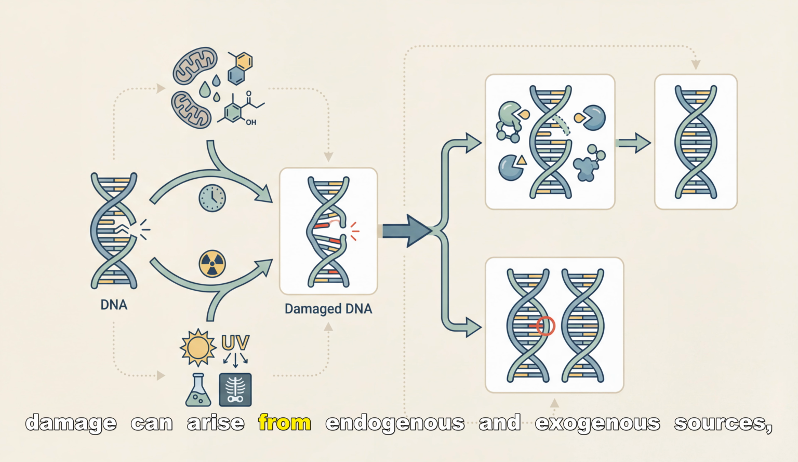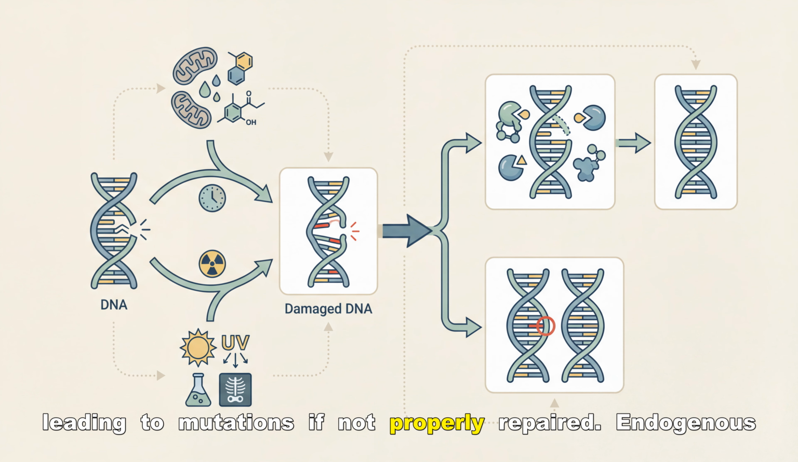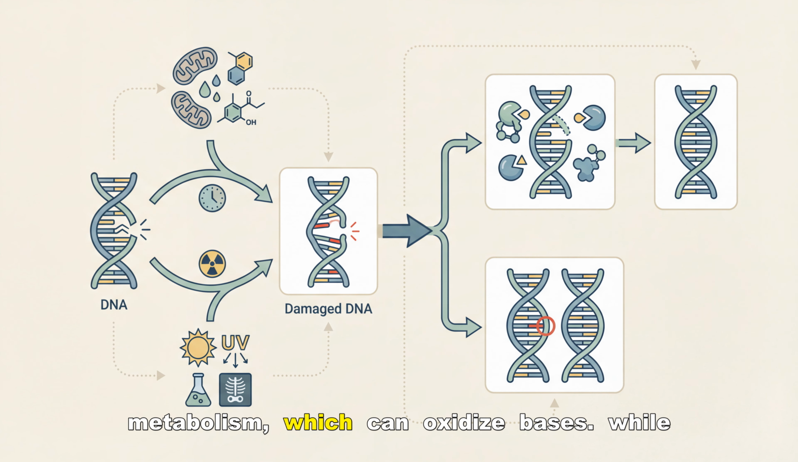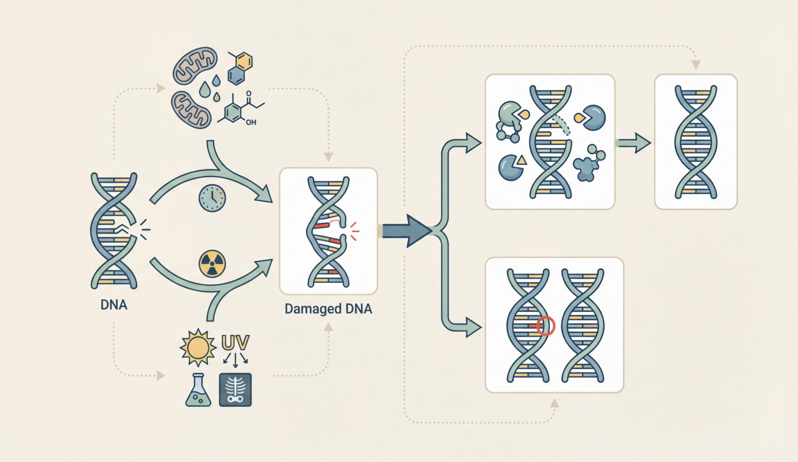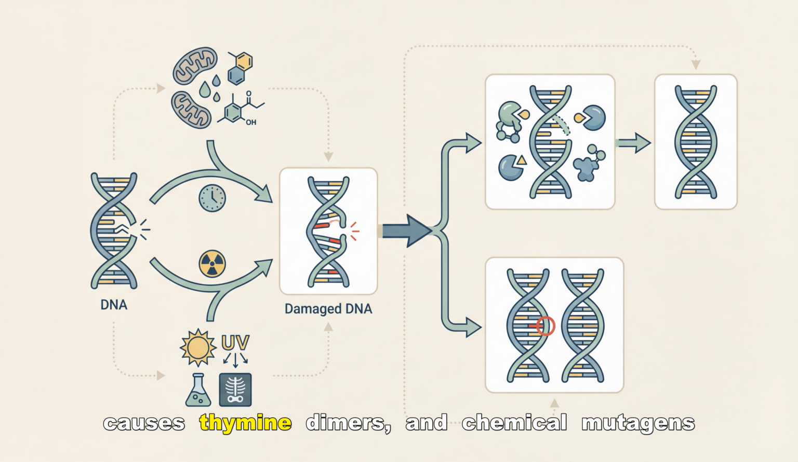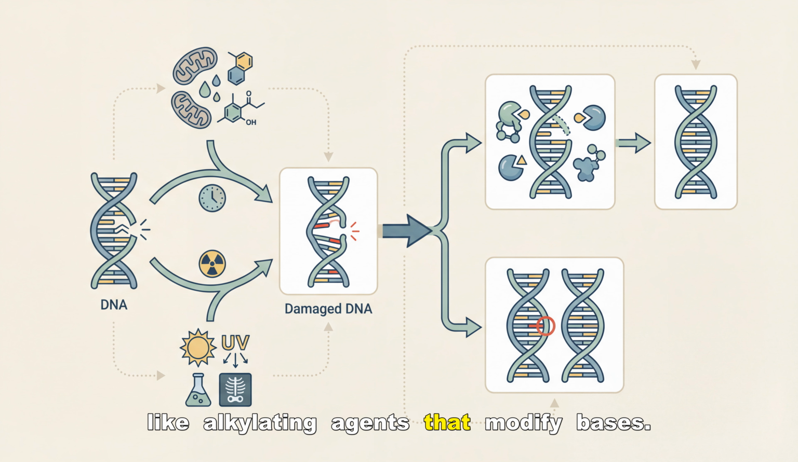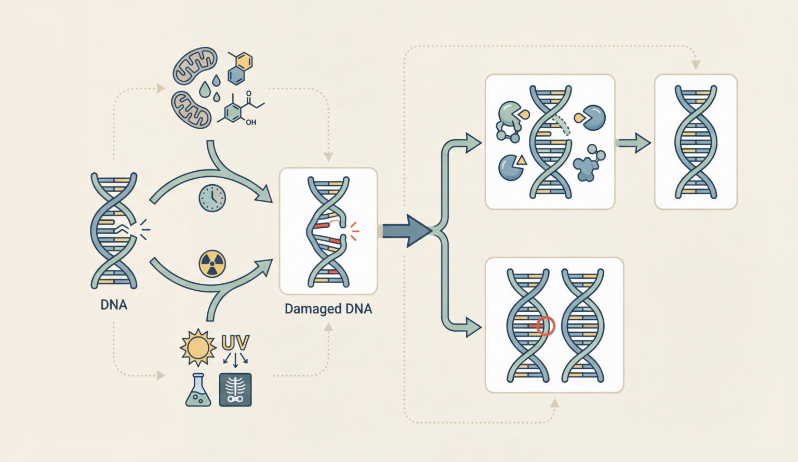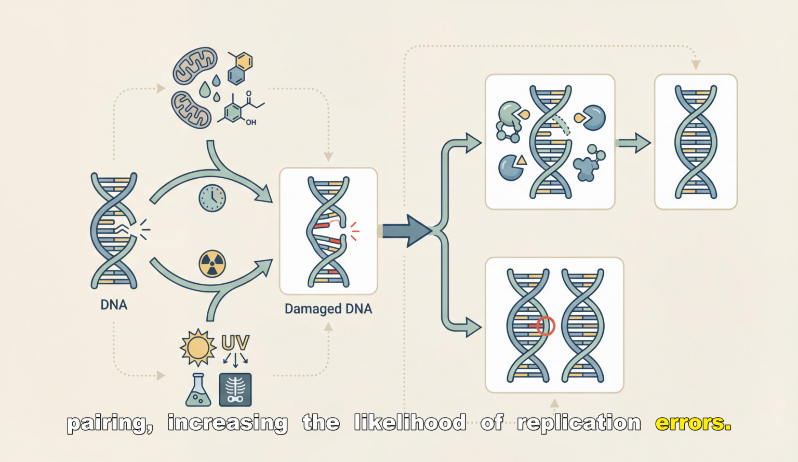DNA damage can arise from endogenous and exogenous sources, leading to mutations if not properly repaired. Endogenous sources include reactive oxygen species from cellular metabolism, which can oxidize bases, while exogenous sources include UV radiation, which causes thymine dimers, and chemical mutagens like alkylating agents that modify bases. These damages distort the DNA structure or alter base pairing, increasing the likelihood of replication errors.